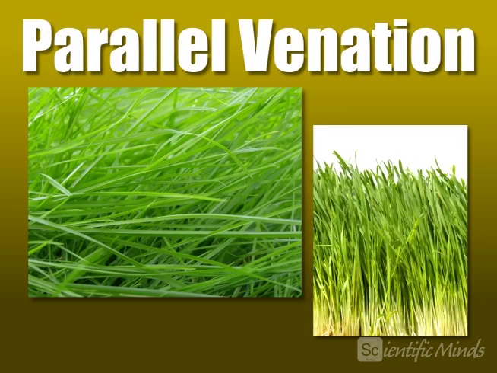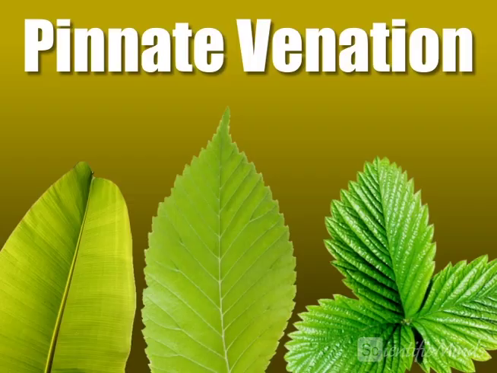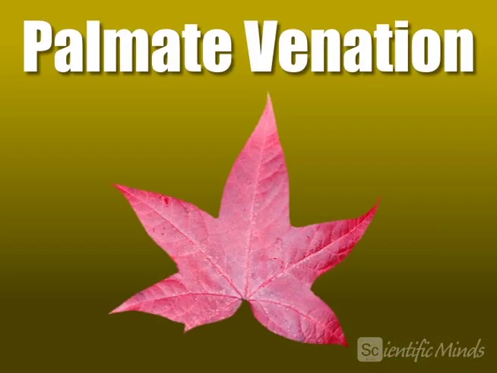When veins run parallel to each other, like we see in these grass blades, we call it parallel venation. When veins branch out from the midrib, we call it pinnate venation. All these leaves have pinnate venation. Leaves that have veins radiating from a central point in all directions have palmate venation.